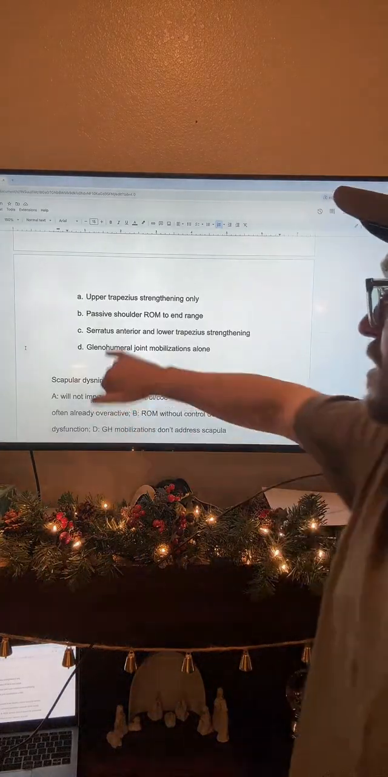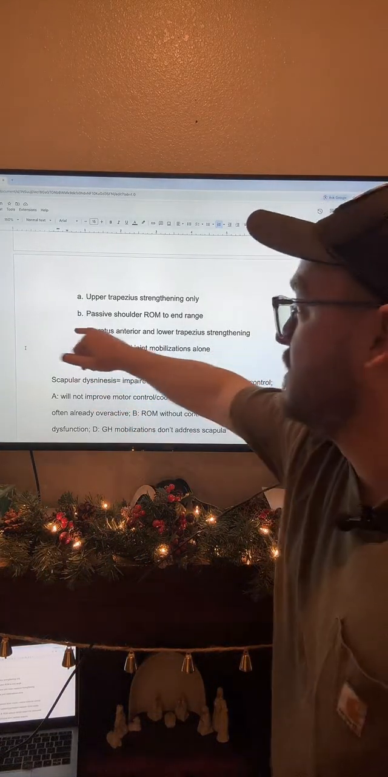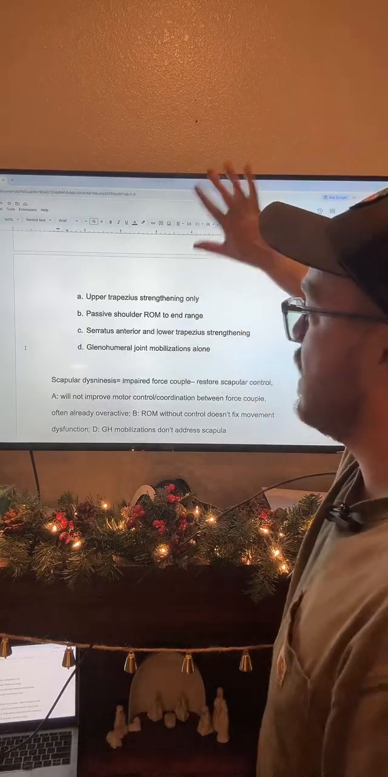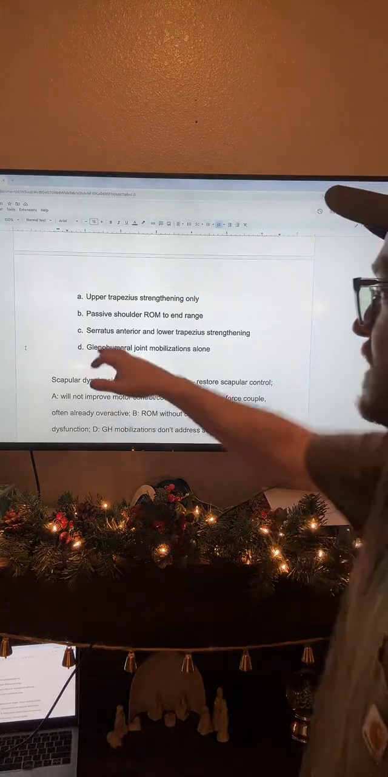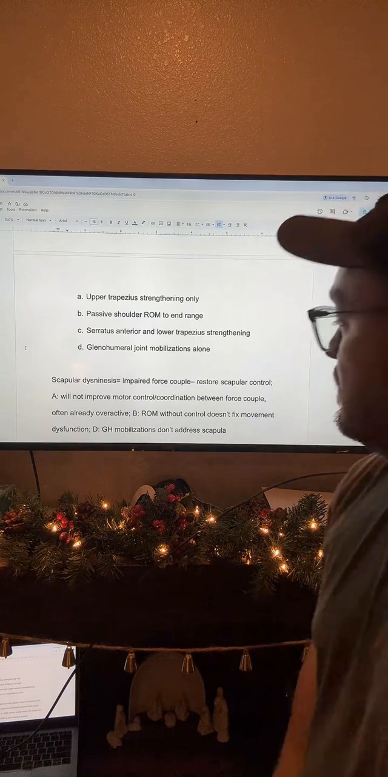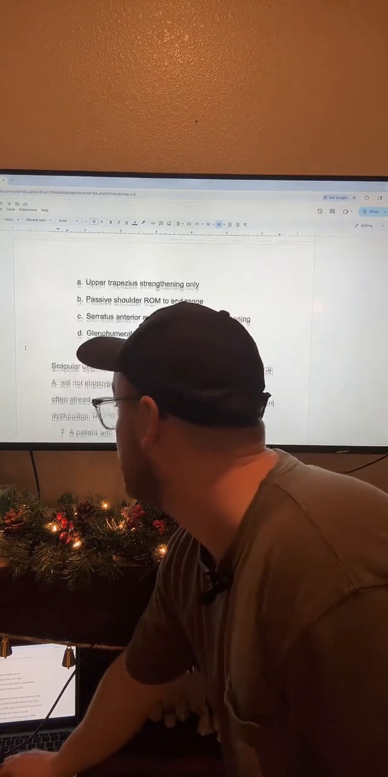And so you really want to make sure that you're strengthening the synergists that help do that upward rotation movement. And so that's going to be your serratus anterior and lower trapezius. So let's move on to number 7.